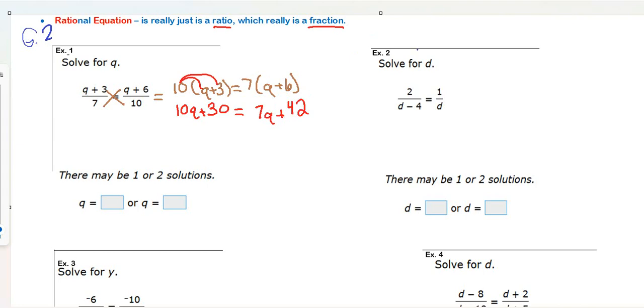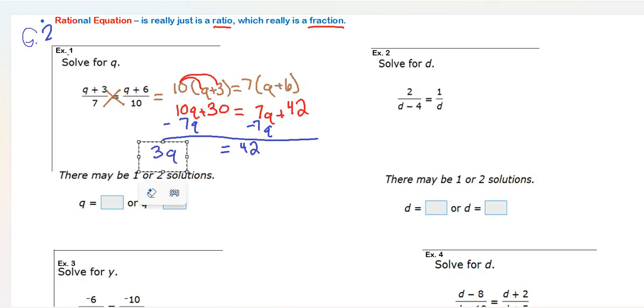All right. Now we're going to move this 7q on the other side. So here it's a positive, so here we'll subtract it from both sides. It's going to give us 3q plus 30 equals 42. Whoops, I forgot my plus 30. It's 30.